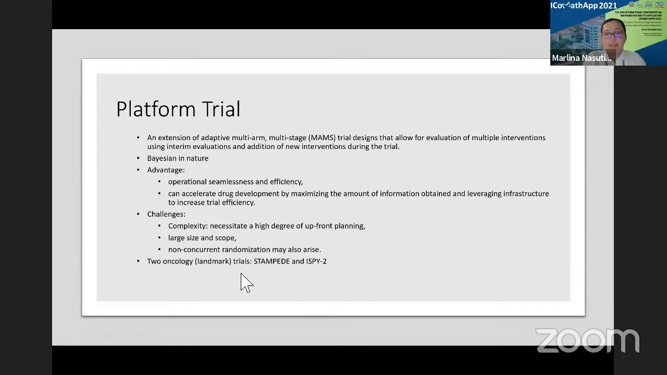And the other thing that is interesting is that because of the perpetual manner of the entry and exit of the sub-trials, the randomization can be non-concurrent at some level, right, at some point. So we need to think about that thoroughly.